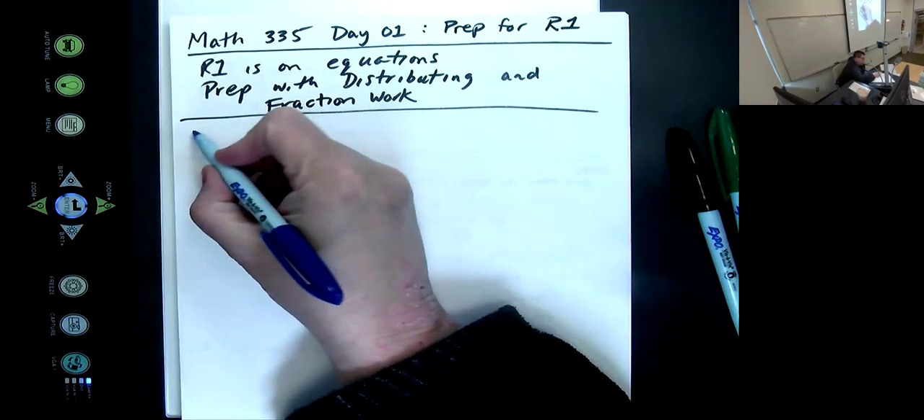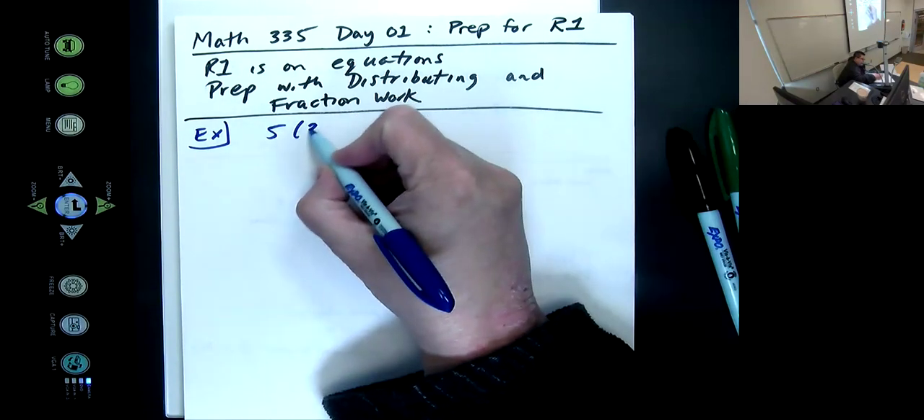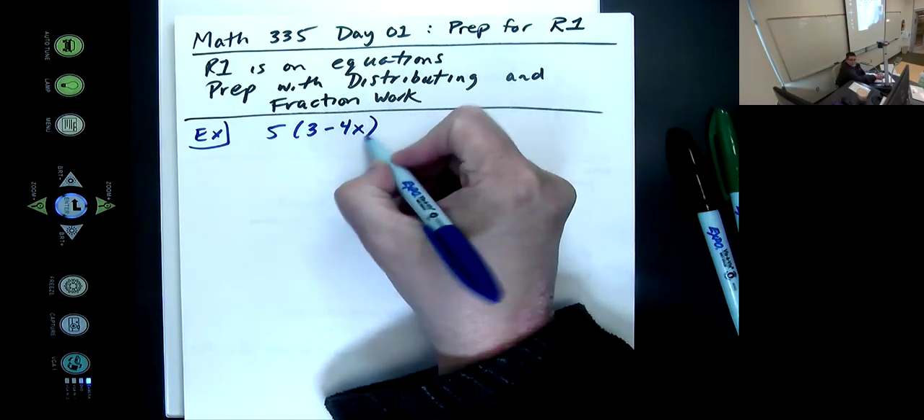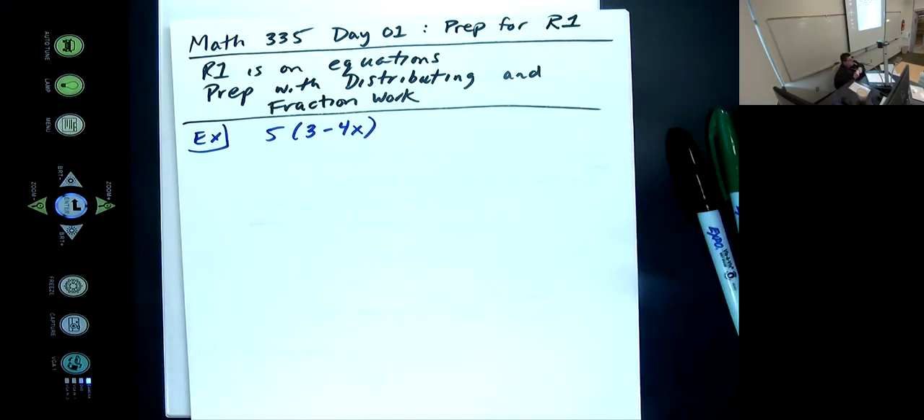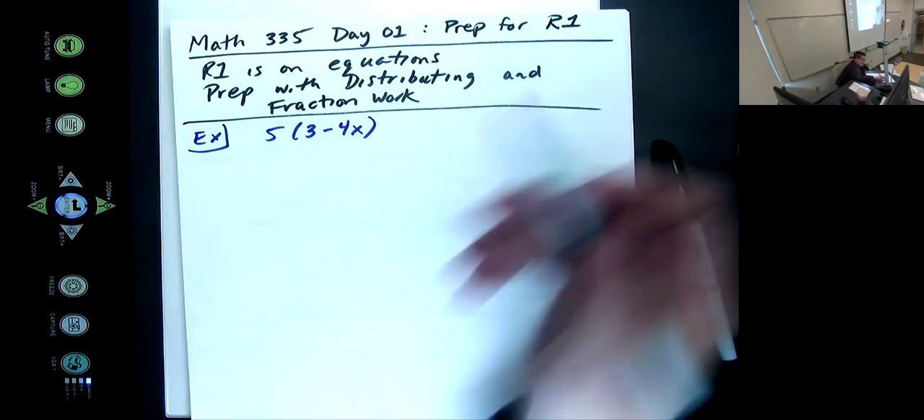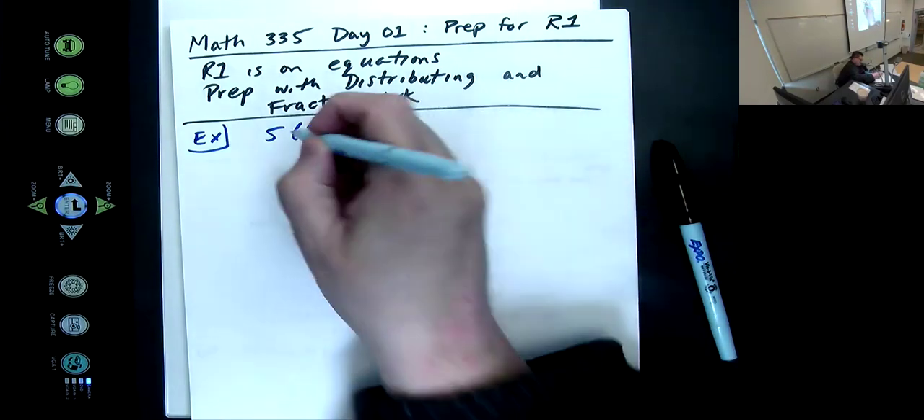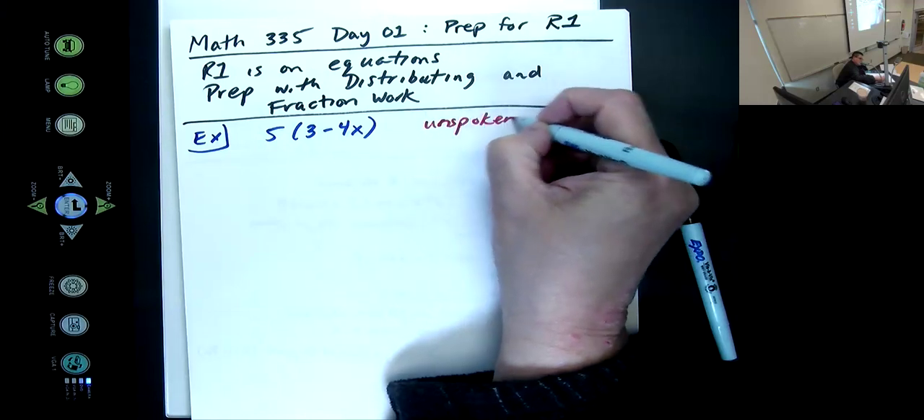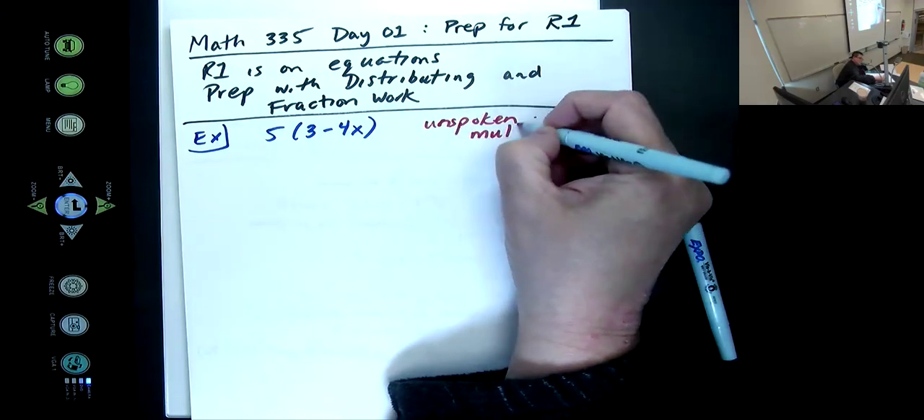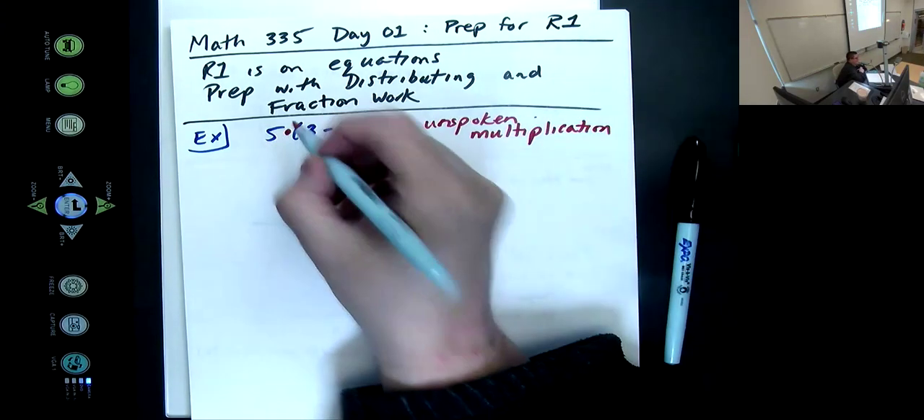So our first example is going to be 5 times (3 minus 4x). When we have a number outside parentheses, there is an unspoken multiplication going on here. It's 5 times that.